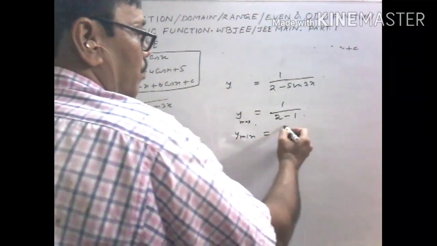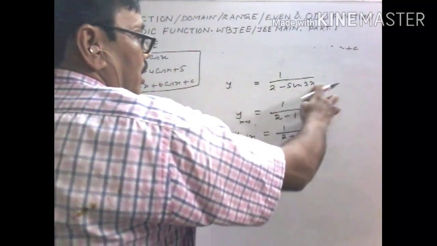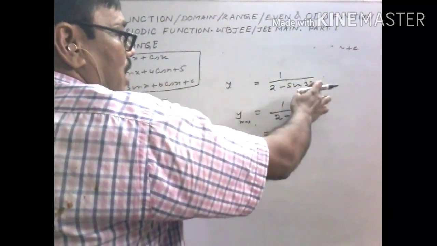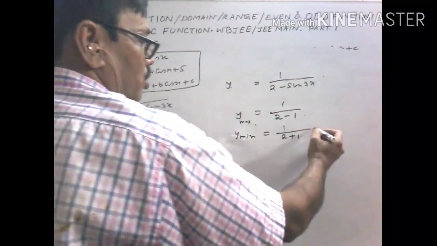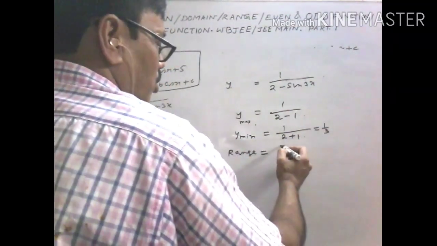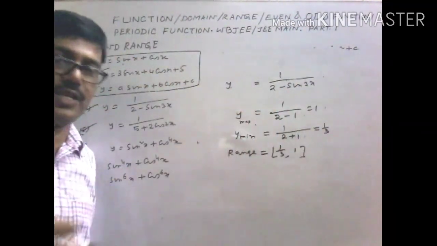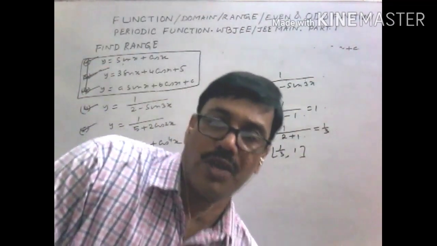Now what is the minimum value? Y minimum is 1 by 2 plus 1, when the denominator is greatest. It is greatest when sin 3x is minus 1. So this is 1 by 3. So what is the range? Range equals 1 by 3 to 1. This is one method.